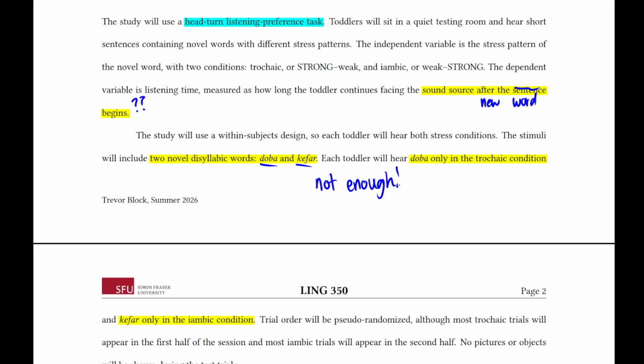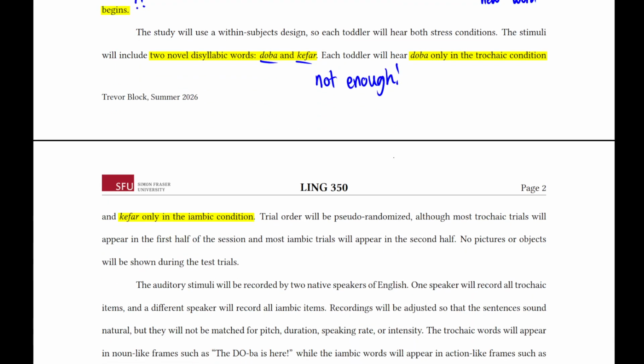Because you can think about this as a confound. Maybe they're not learning stress patterns, they're just reacting to the first sound they hear, like a d or a k, or maybe a syllable that ends with a vowel and a syllable that ends with a consonant, kafar versus doba, right? So we want more variation. We also want some of the dobas to be iambic and some of the kafars to be trochaic. In other words, we want both in each condition. We want doba and doba. We want kefar and kafar.